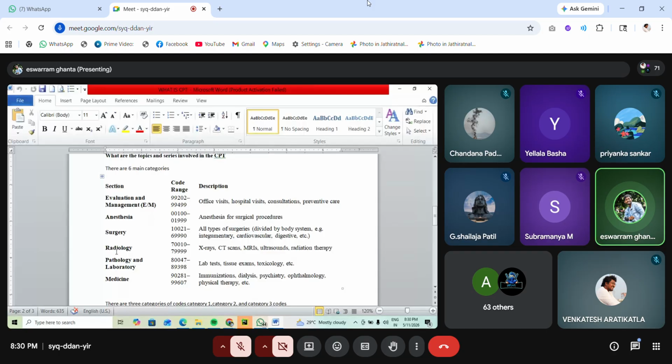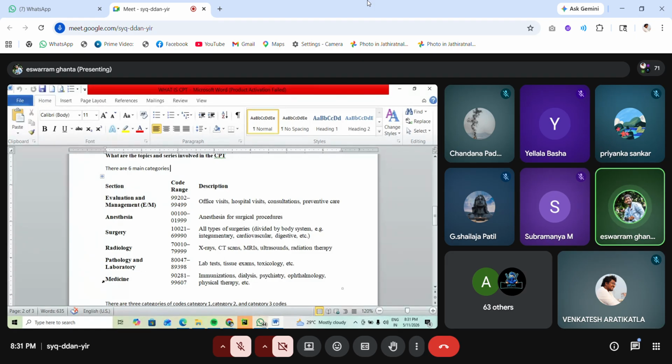Next, coming to the radiology. You know what is meant by the radiology. Radiology means nothing but getting images of internal organs. Okay, like X-ray, CT scans, MRI, ultrasounds, radiation therapies. Everything is under the radiology. So next, pathology and laboratory. Pathology and laboratory in the sense blood test or any bacterial test or fungal test, different urine tests. Body lo chese a prati tests and all those tests are under the pathology and laboratory.